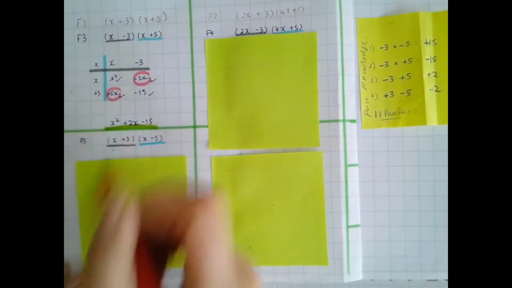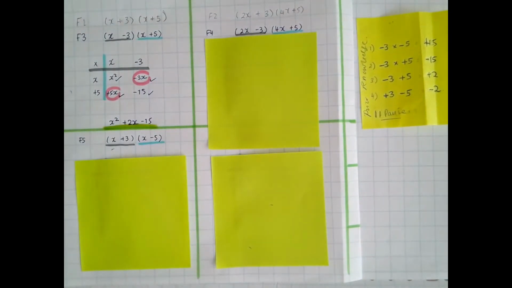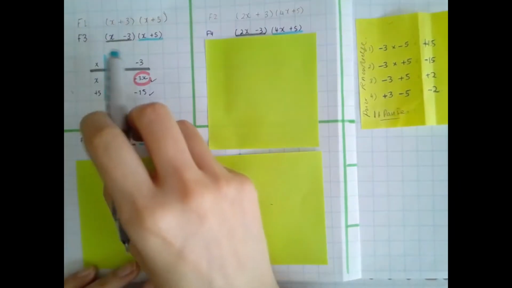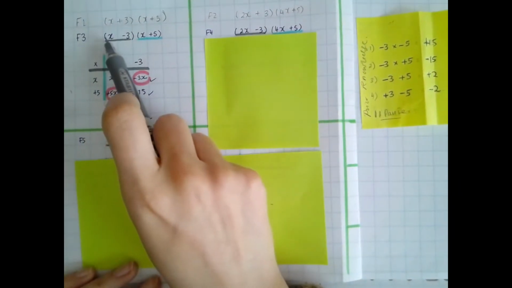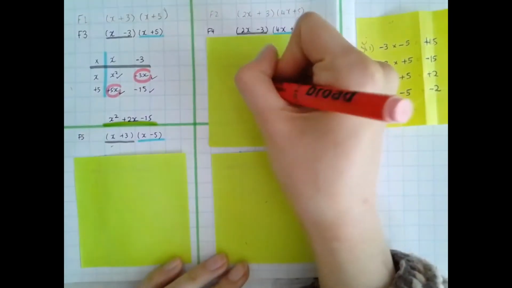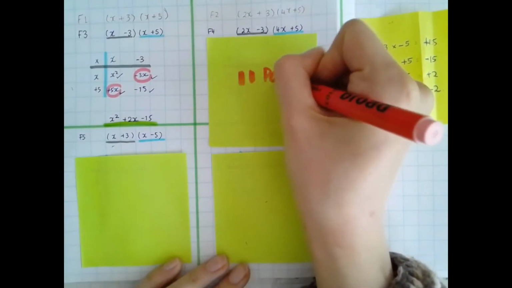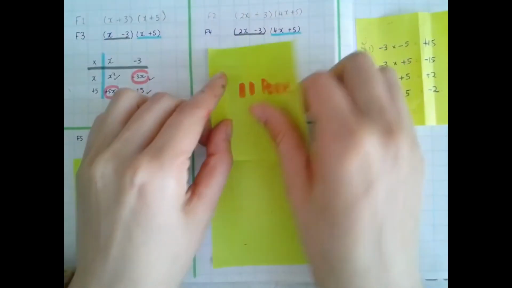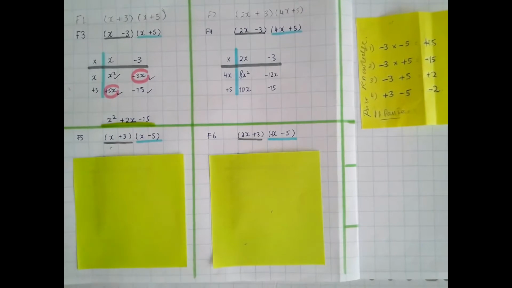Give this one a go now with F4. The only thing that's changed is the coefficient of x from 1x to 2x, from 1x to 4x. Pause the video here and try it yourself. Your grid should look like this. And I can start to write down my polynomial.